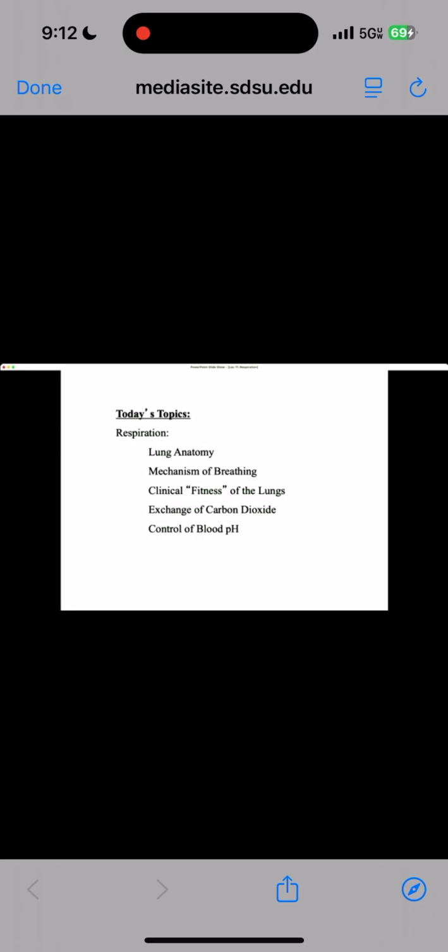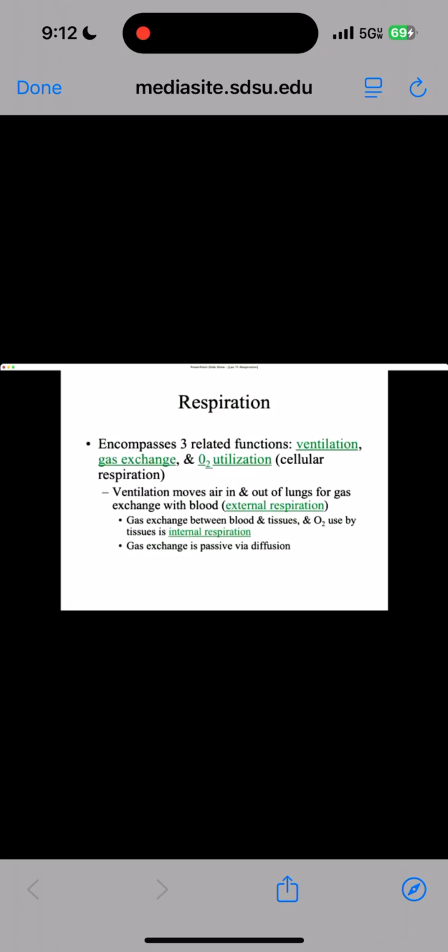Okay, so returning to the subject today, we're going to talk a little bit about lung anatomy, but we're going to also talk about respiration. Respiration encompasses 3 different functions. There is ventilation, and ventilation is the movement of air in and out of the lungs for gas exchange. The second function is going to be gas exchange, and we actually have 2 sites for gas exchange.